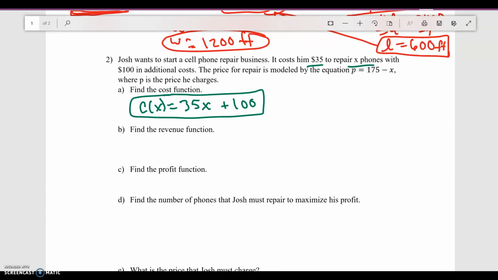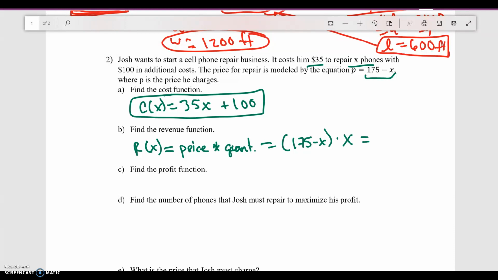Okay, now what we want to figure out is our revenue function. Our revenue function is all the money coming in, and the money coming in is always going to be the price times the quantity. In this case, the price is modeled by the function 175 minus X, times the quantity, which is X, the number of phones. This is all the money that he's going to be earning, so it's going to be 175X minus X squared. That's the revenue function.